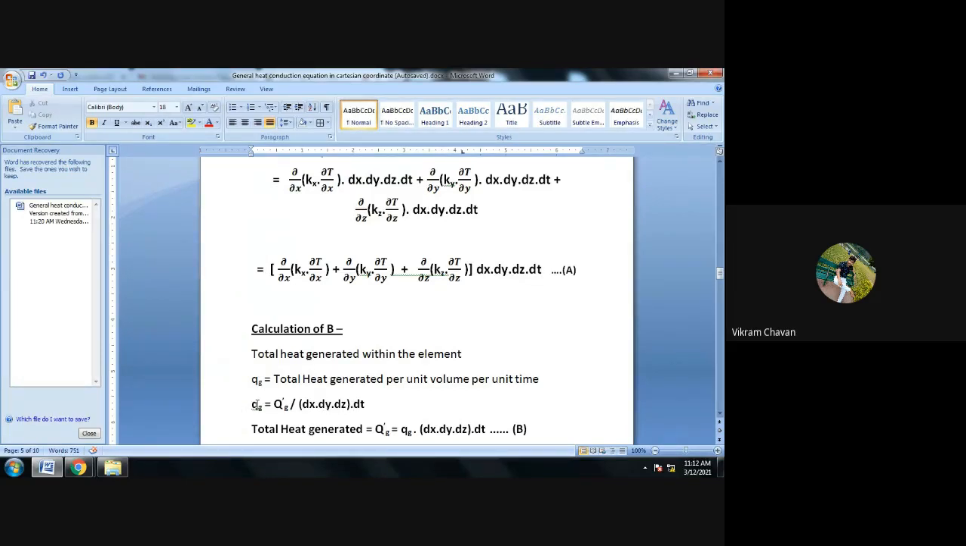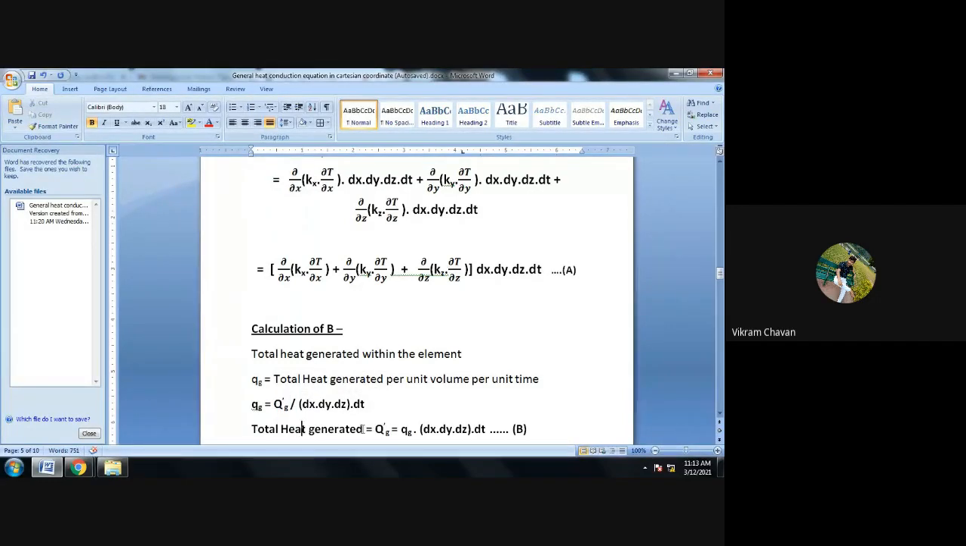So the total heat generated, or q suffix g, is equal to the total heat generated divided by volume divided by time. So the total heat generated is Q' suffix g divided by dx, the volume is dx multiplied by dy multiplied by dz, the volume of the element, multiplied by the time interval dt. Now here we need to find out the total heat generated only. We have to find out the total heat generated. So we are focusing on capital Q' suffix g, that is the total heat generated.